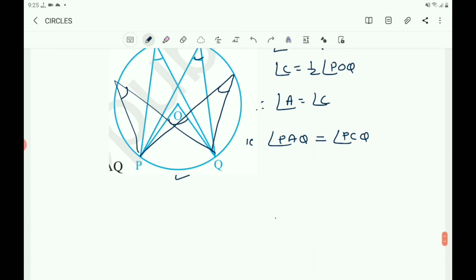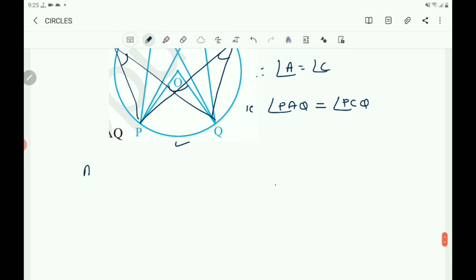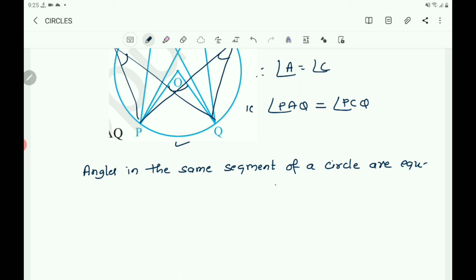So you write that angles in the same segment of a circle are equal.